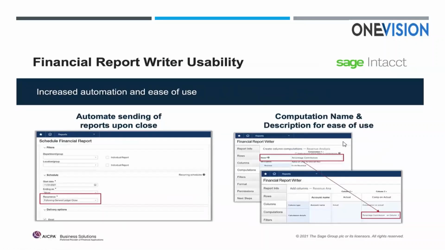Two requests from the Intacct community have been incorporated to enhance financial report writer usability. An option has been added to automatically trigger scheduled financial reports upon the GL close. Also, to simplify understanding the purpose behind a computation that is used in a column, computation names and descriptions have been added in this release.